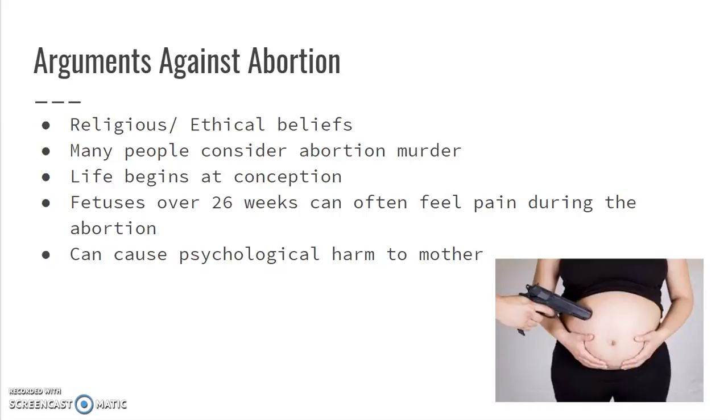Their other main argument is that fetuses over 26 weeks can often feel pain during the abortion. So as we already talked about, fetuses under can't, but fetuses over can. So they believe abortions over that 26 week period are wrong, because then the baby can feel the pain as they are being taken out and extracted. And then the last argument against it is that it can potentially cause psychological harm to the mother, because as we talked about, it's a very hard decision and it could potentially result in depression and PTSD, etc.